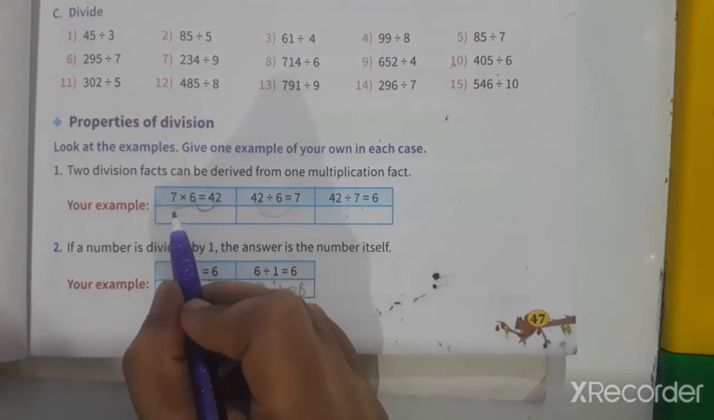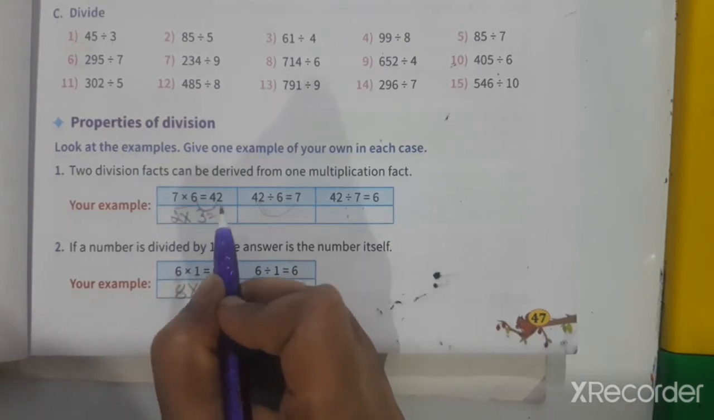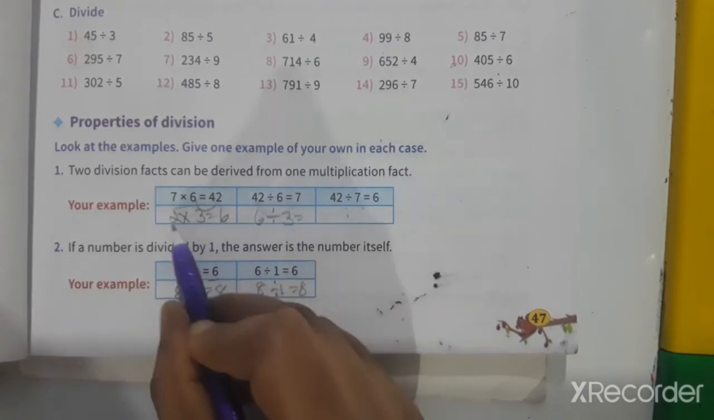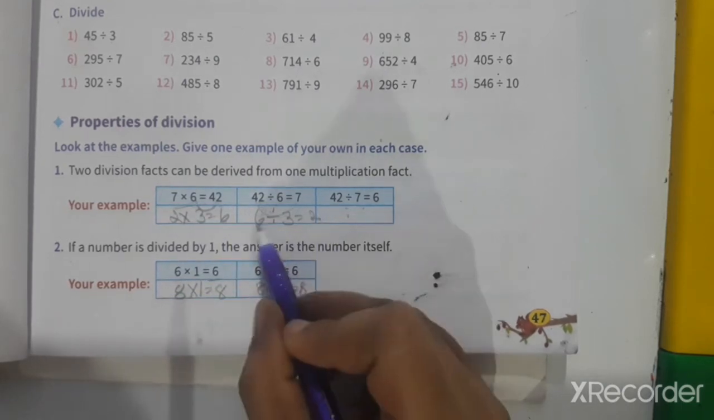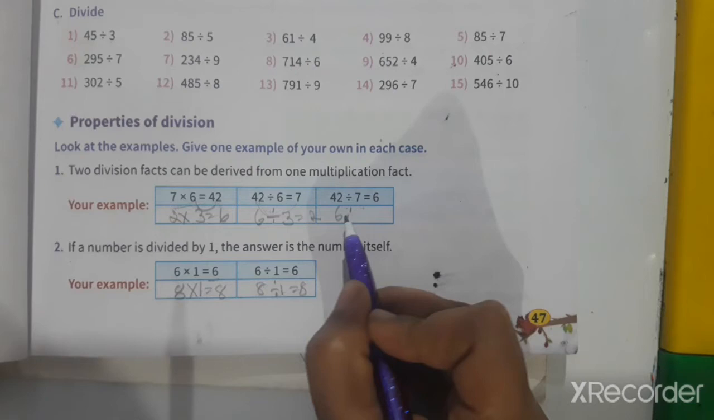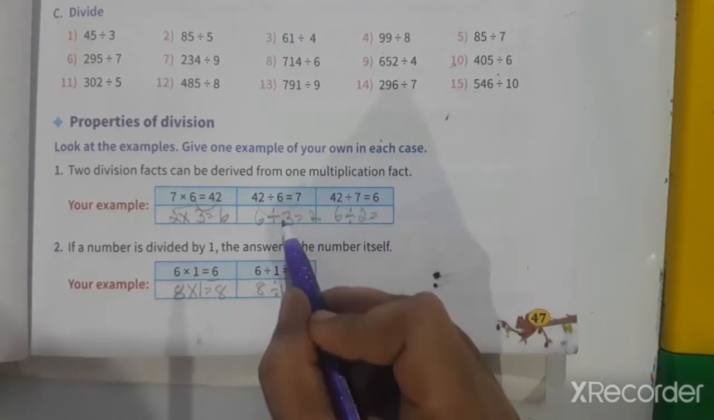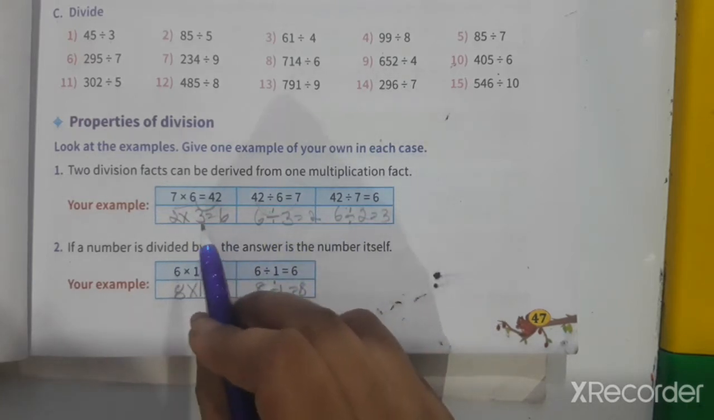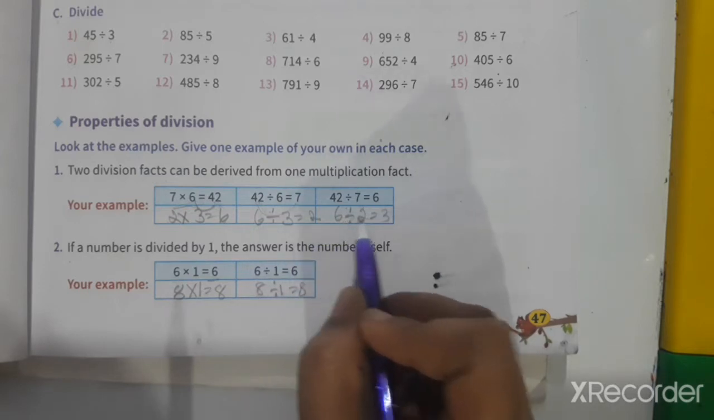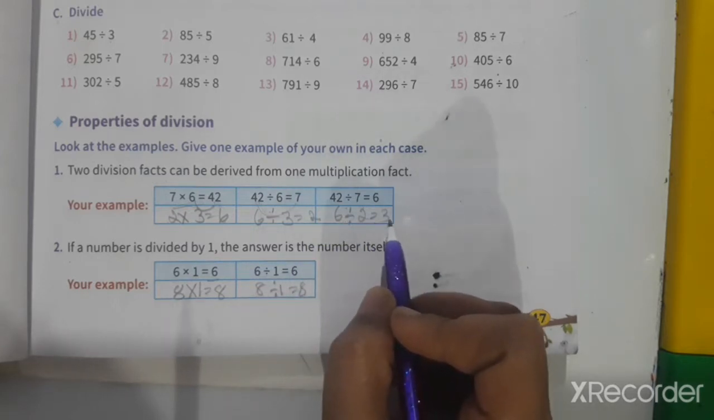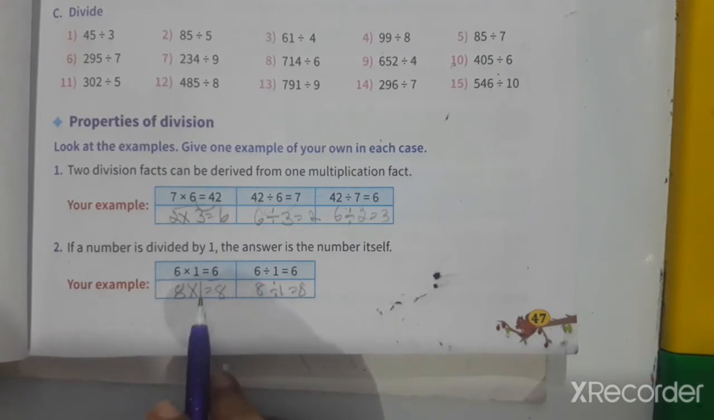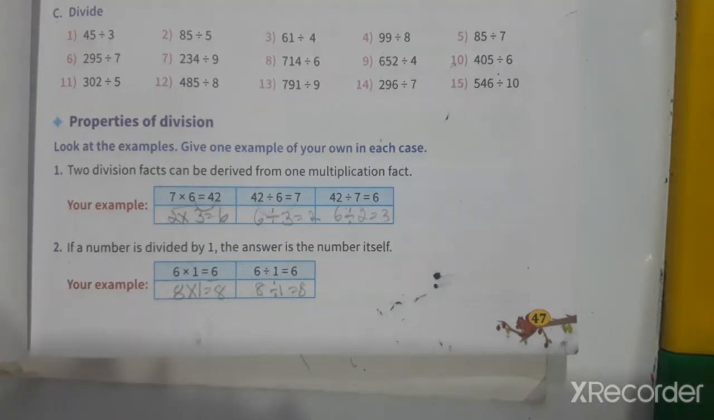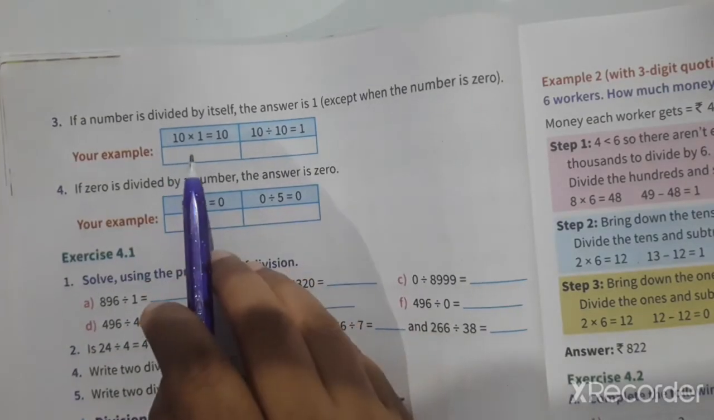Here, 2 into 3 is 6, or 6 divided by 3 is 2, or 6 divided by 2 is 3. If you interchange the number and symbol here, same: 2 into 3 is 6, and 6 divided by 3 is 2, or 6 divided by 2 is also 3. Here, if any number is multiplied with 1 means the number itself, or any number divided with 1 means the number itself. Here also it is connected with the multiplication.